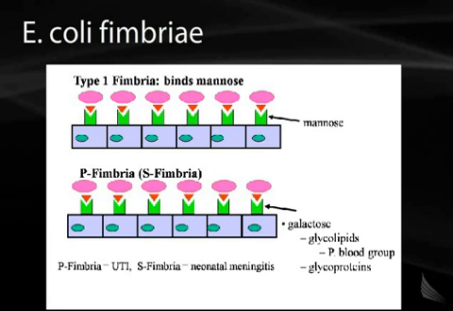With E. coli, fimbriae are what are used. The type 1 fimbriae bind mannose, and so you'll have cells with mannose on their cell surface that are targeted by the E. coli. P fimbriae or S fimbriae are going to bind galactose, the glycolipids found in the P blood group. These are glycoproteins. One thing to remember is that the P fimbriae gives you a UTI, where your P is made, and the S fimbriae gives you neonatal meningitis. So different tissue selectivity gives you a different disease.